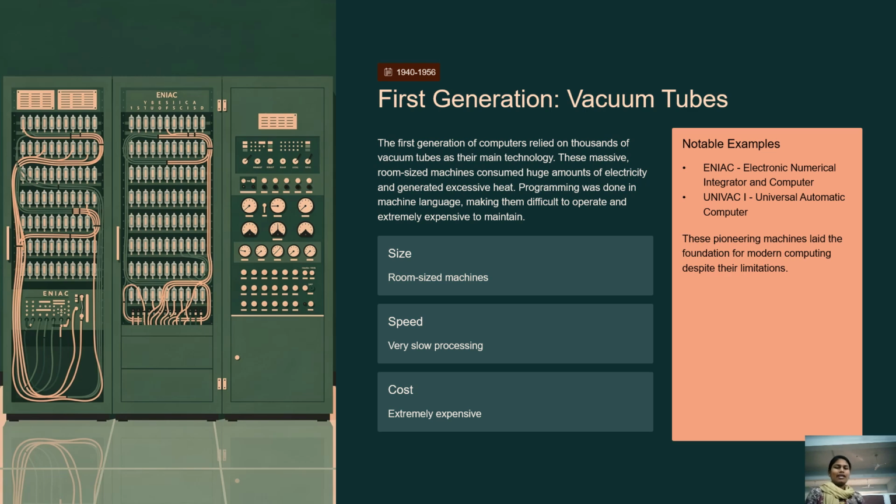Examples are ENIAC, that is Electronic Numerical Integrator and Computer, and UNIVAC 1. In simple words, first generation computers were powerful for their time, but bulky and inefficient.